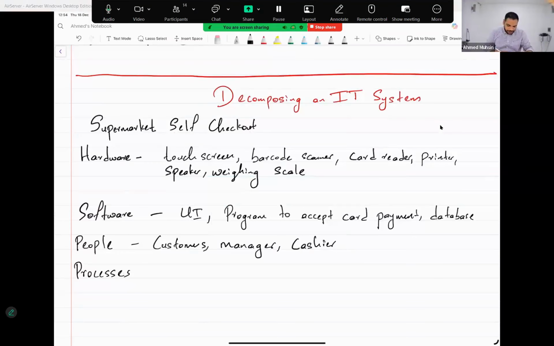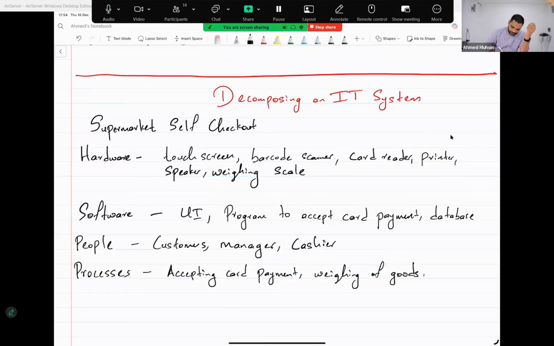Processes, what shall we say? Okay, so only card payment now, accepting card payment. Next, weighing of goods. Generating of what, guys? Generating bill.